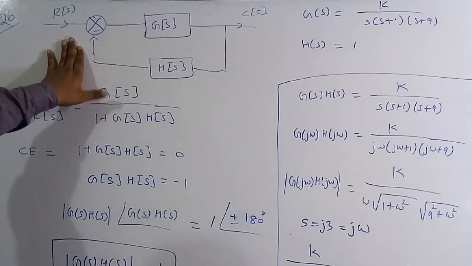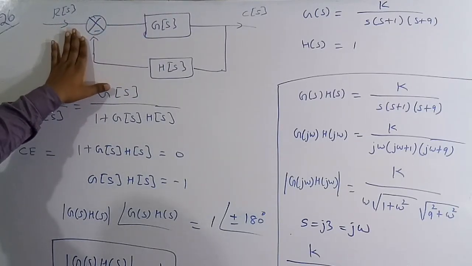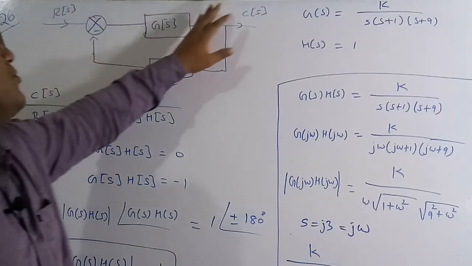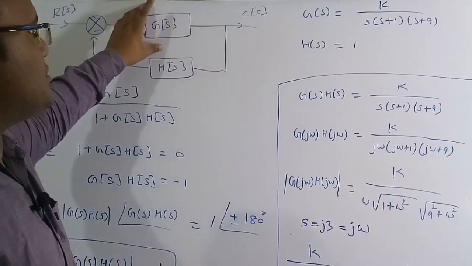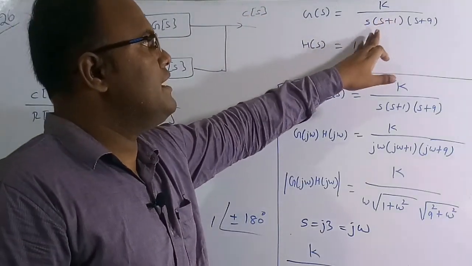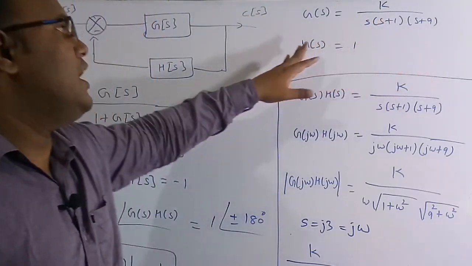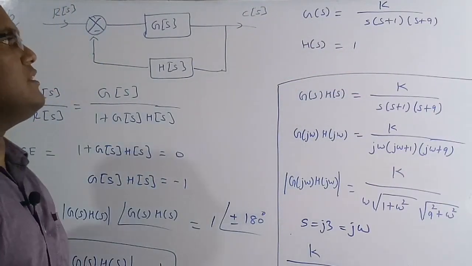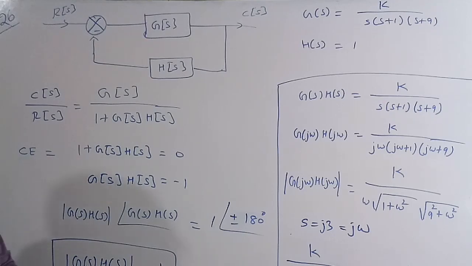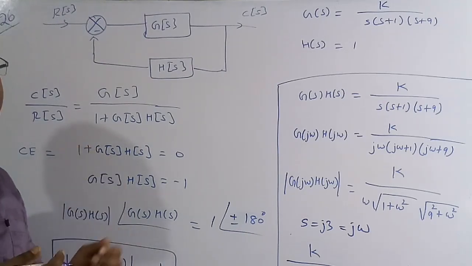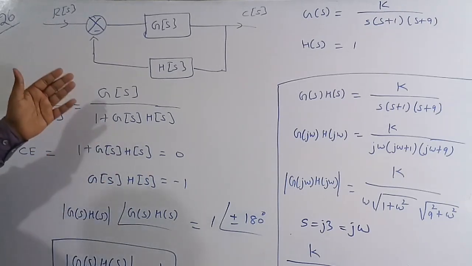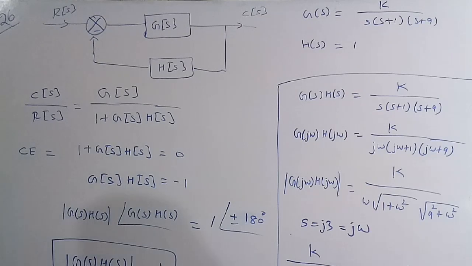So basically here this is the closed loop transfer function block diagram. Here this is a negative feedback. So input is R(s) and output is C(s). In the question they have given G(s) = K / (s(s+1)(s+9)), and also H(s) = 1. They have told that if s = j3 lies on the root locus, then at that point, what is the value of K, we need to figure out. So first we know the concept and then we can solve this question.